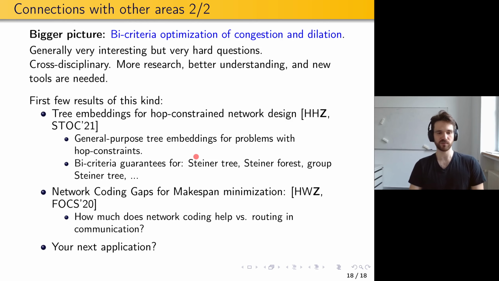And another quite different example is the network coding gap for makespan minimization. This is a paper in FOCS 20 by me, Haeupler, and David Wajc. The question there is, how much does network coding help versus routing in communication if you are worried about makespan minimization or dilation plus congestion minimization? Using relatively similar techniques to those we use in this paper, we show that coding actually cannot help too much. It can help by a polylog, but it also cannot help more than a polylog.